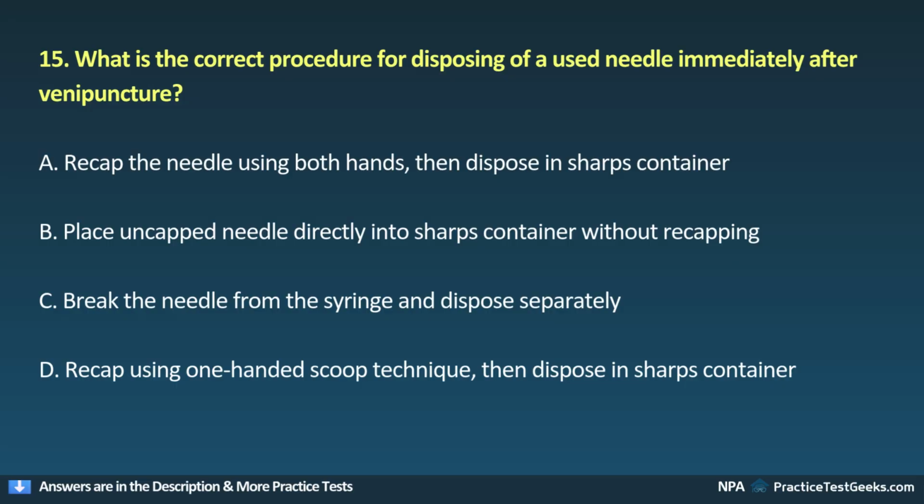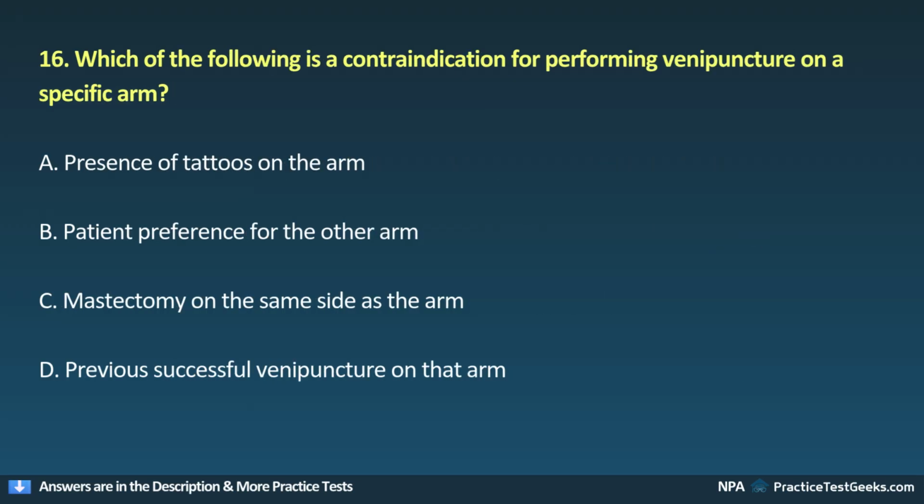15. What is the correct procedure for disposing of a used needle immediately after venipuncture? A. Recap the needle using both hands, then dispose in sharps container. B. Place uncapped needle directly into sharps container without recapping. C. Break the needle from the syringe and dispose separately. D. Recap using one-handed scoop technique, then dispose in sharps container.